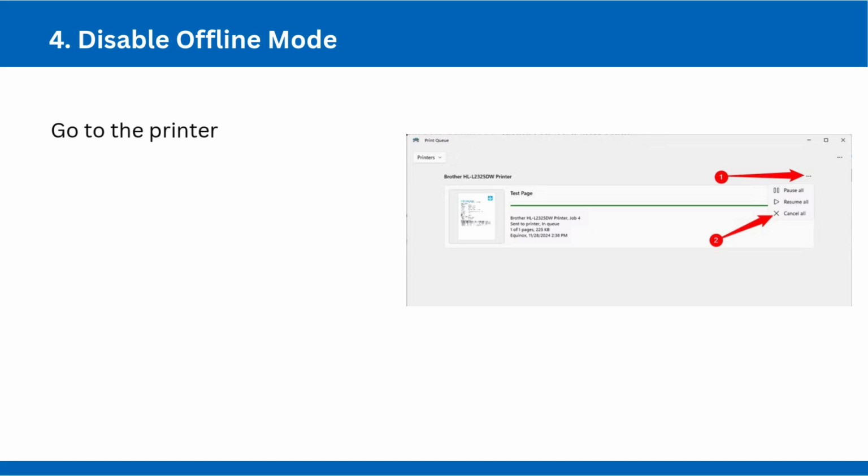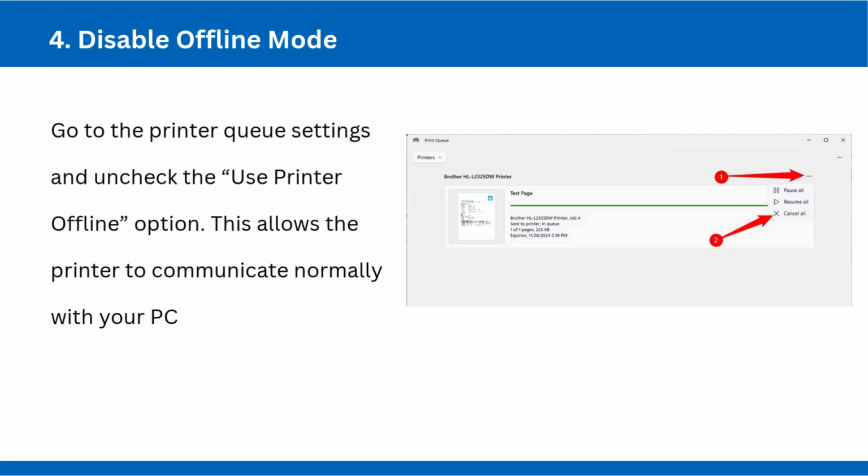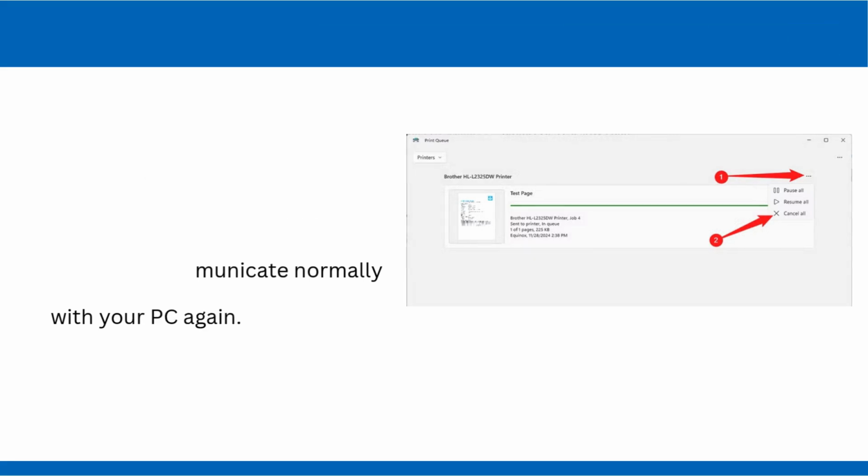4. Disable offline mode. Go to the printer queue settings and uncheck the Use Printer Offline option. This allows the printer to communicate normally with your PC again.